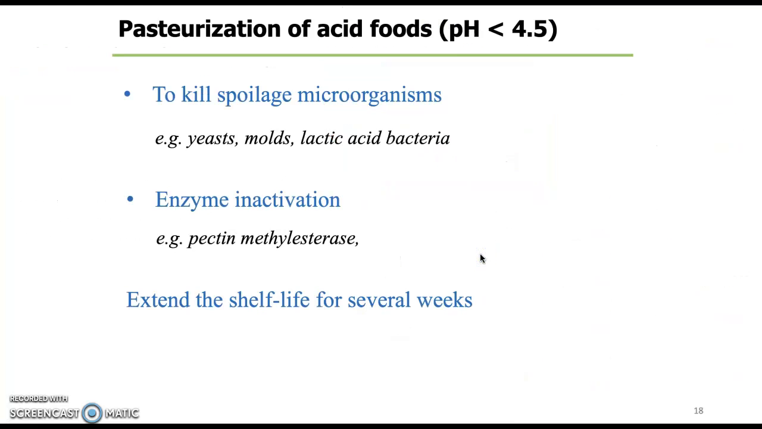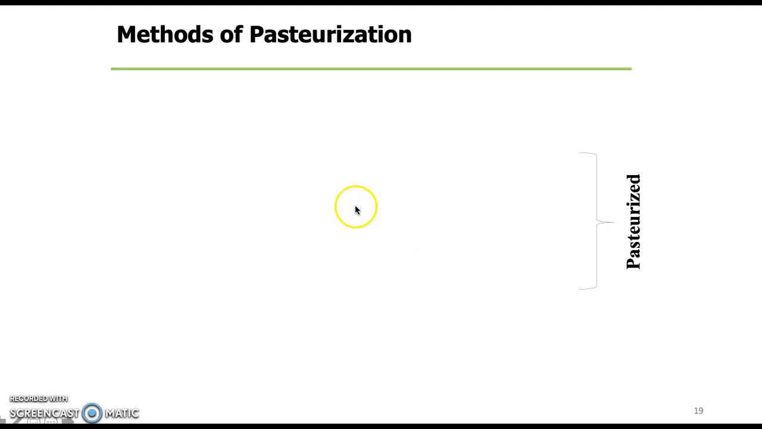All right, just to summarize. For acidic foods, the goal of doing pasteurization is to kill spoilage microorganisms like yeasts, molds, and the lactate-producing bacteria. And also we want to inactivate enzymes, for example, pectin methyl esterase.